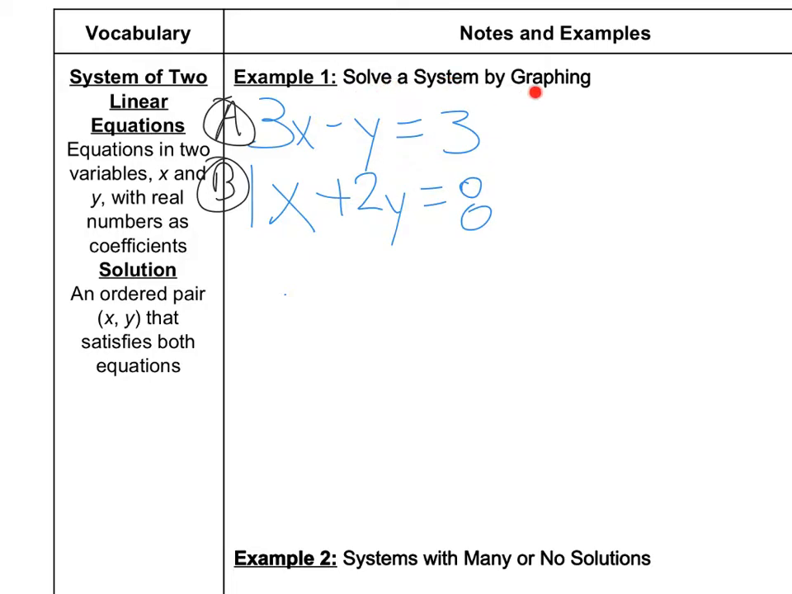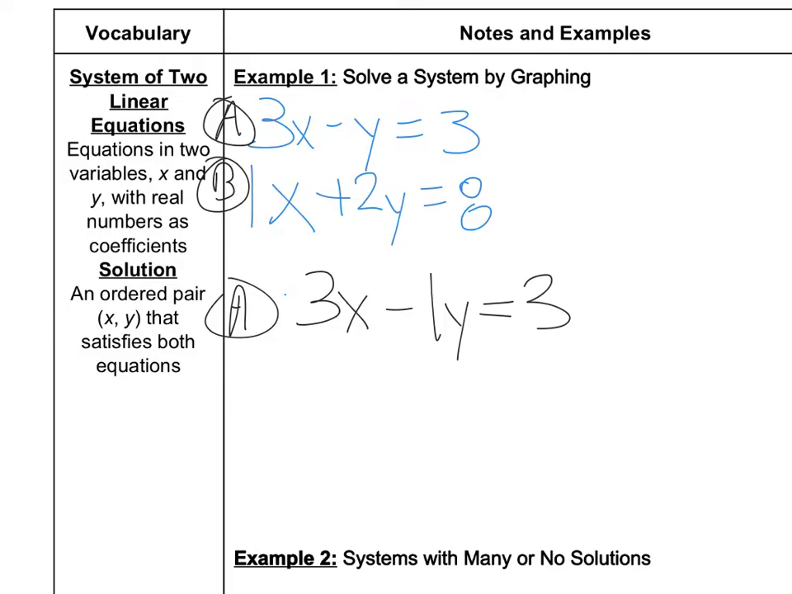solve a system by graphing. So what we're going to do is graph this line and this line, and we're going to look for where they intersect, okay? So for example, we take equation A, all right? And is it in slope-intercept form? Now, hopefully you're thinking, no. So we need to get it that way.